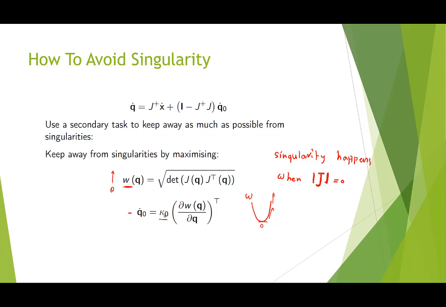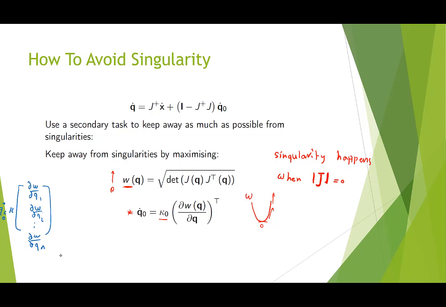Sidebar: how do you calculate this term? In practice, you should do it numerically. W is a number, the determinant of J multiplied by J transpose, squared. It's a number. The derivative of it with respect to q, how is it calculated? Remember, it's a gradient. It would be the derivative of W with respect to q1, W with respect to q2, up to W with respect to qn. This would be our term. So we set q dot 0 equal to a constant multiplied by this term.